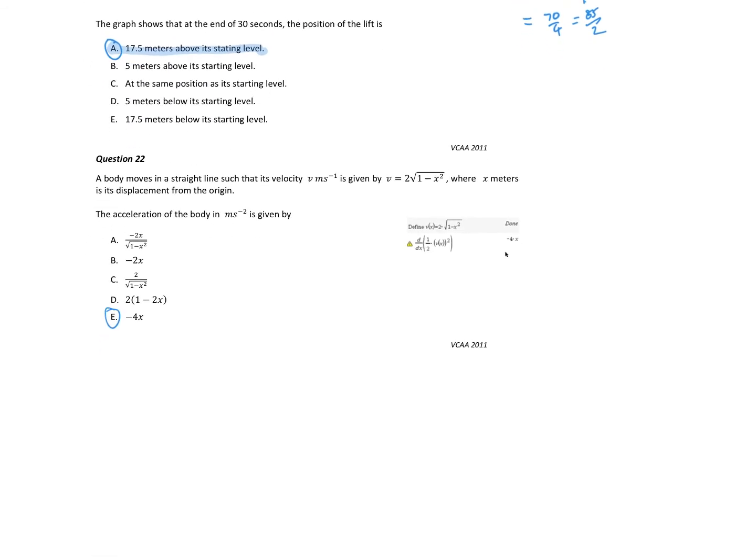Last multiple choice. Again, body moves, v is equal to, the acceleration of the body. Again, it's another one of those where I can work out v times dv/dx, or just d/dx of a half v squared. I define v equal to, work out d/dx of a half v squared and get negative 4x. Righto, multiple choice done.